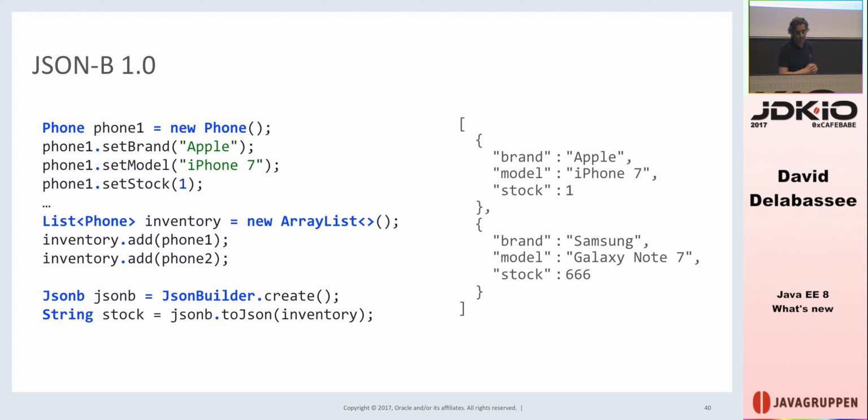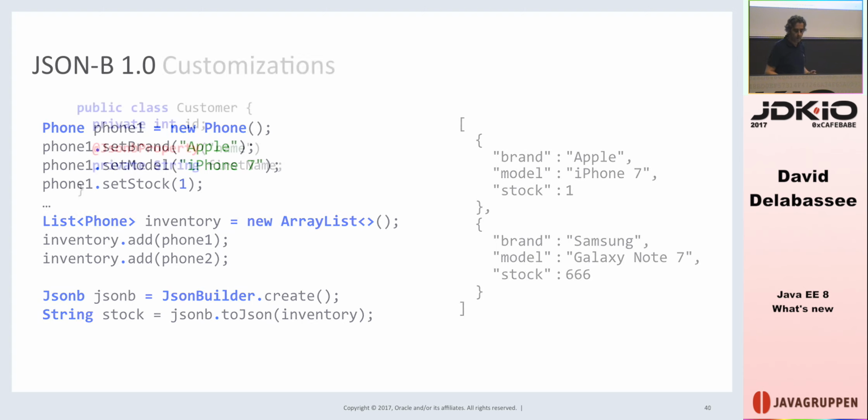We could do the reverse operation. So in this case, what we get in return is a string type, but the JSON-B API also supports output streams, writers, and so on. And you see that I haven't specified anything, so that means that basically I get the default behavior. So for example, the key names are basically derived from the setter name. So I have a setBrand setter, so that means that my key is brand. I have a setModel setter, so my key name is model, and so on and so on.